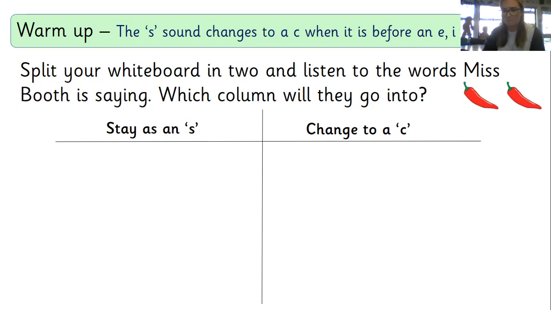Okay, first one then. Try and picture these words in your head to really help you. If you're finding it a bit tricky, don't worry, because I'm going to show you the answers anyway, okay? Right, first one is race. Race. So try and sound it out if you can.